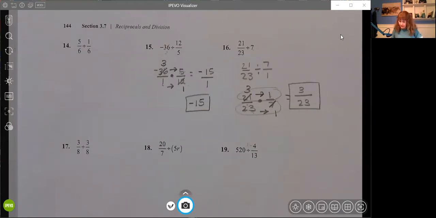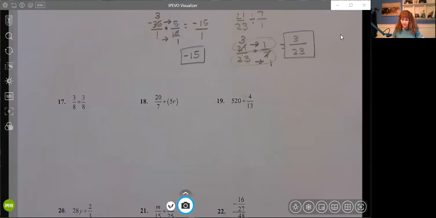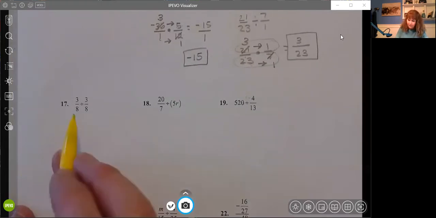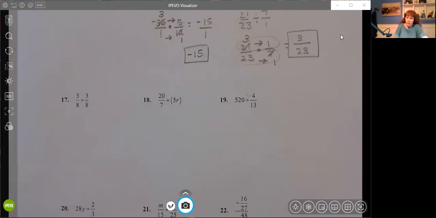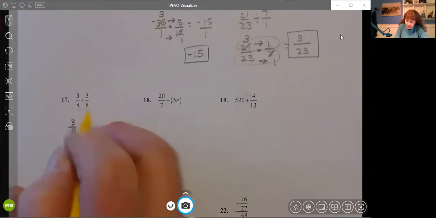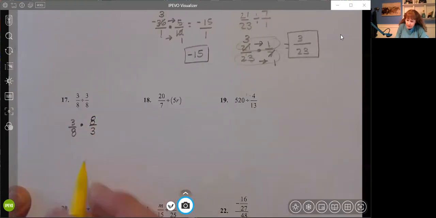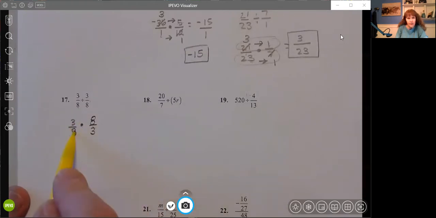So again, let's look at 17, and then I want to look at some with some variables in them. The variables really don't add much difficulty. Looking at number 17, I have 2 fractions. I don't need to put anything over a 1. I don't have an integer. But here, what we'll do is copy, dot, and then we'll flip. So we take and copy the first one, change the division to multiplication, and then we take the reciprocal of the next one. And it's always the reciprocal of the one that follows the division sign. We don't take the reciprocal of the one in front of the division sign. It's a copy dot flip.